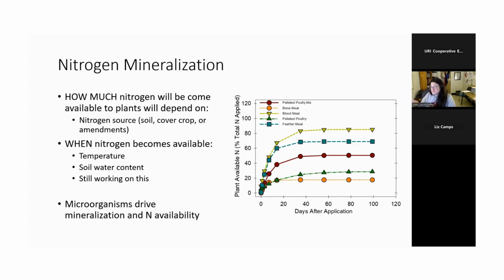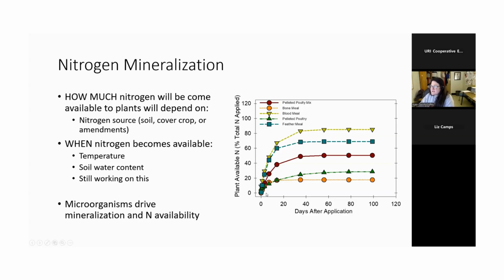Again, how much nitrogen will depend on what type of fertilizer that you're using. So we did a study looking at 50 different organic fertilizers, and what we found was there was this huge variation in how much of that total nitrogen was actually released to our plants. Here, for an example, this green line is blood meal. This is how much plant available nitrogen out of what was applied became available.